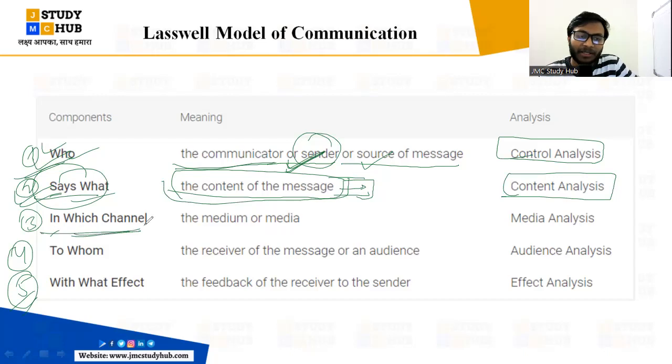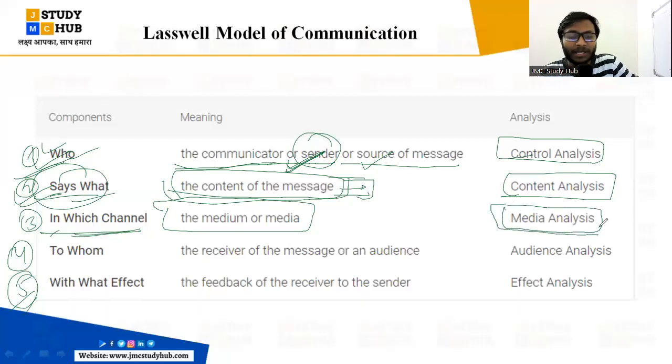In which channel? Channel is the medium, or the media, through which you are targeting the people. So media is also important to influence. For example, if you are using the radio, the target audience is different. If you are using the television, the target audience is different. Each medium has its own characteristics and its own target audience. So on the basis of the medium, the target audience is decided.